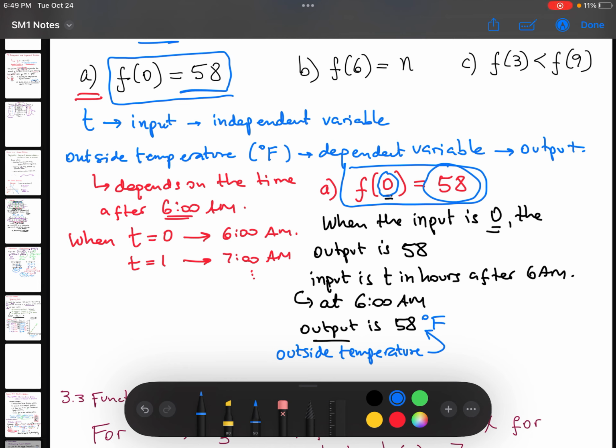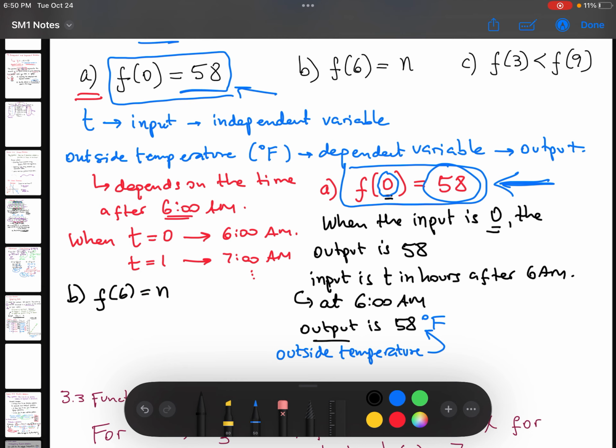But it's still very mathematical. Now we can express this whole thing in words like this. The outside temperature is 58 at 6 a.m. Or you can do it the other way around. At 6 a.m., the outside temperature is 58 Fahrenheit degrees. That's how you understand this. Make sense? Okay? Now, with that in mind, now it's easy for us to do the other ones.